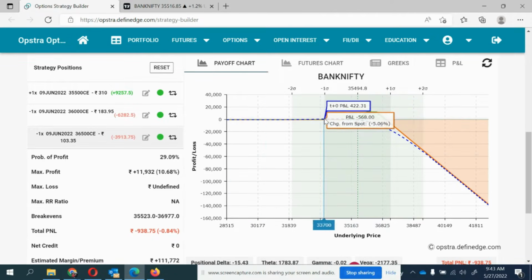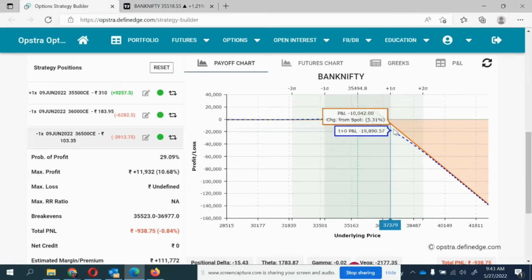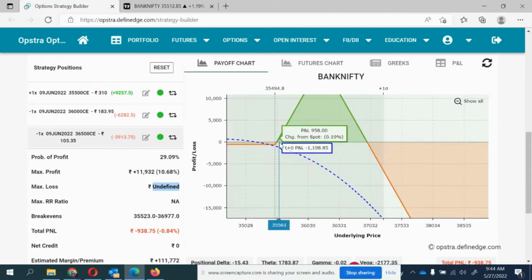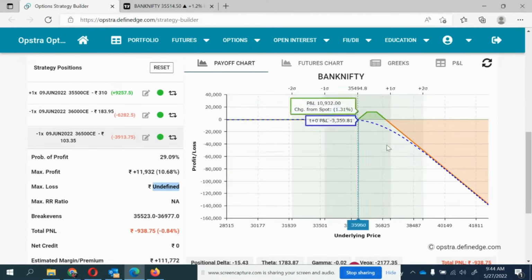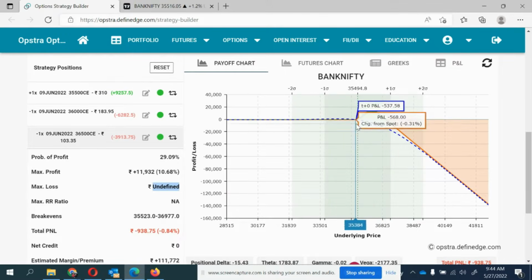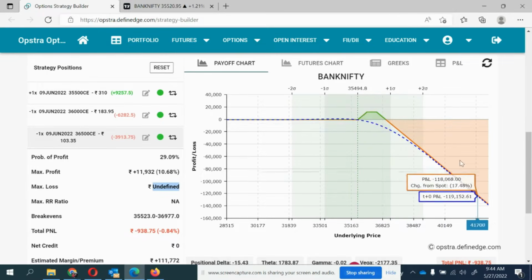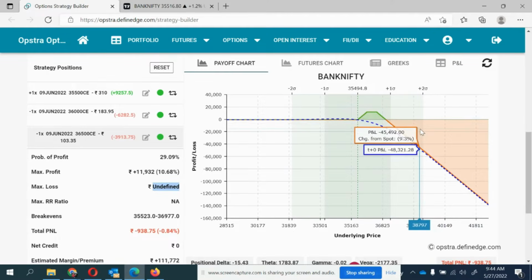On the downside I have only 500 rupees loss, and on the upside I'll have unlimited loss, but within a range, let me zoom it out, from this area till this area I'll have maximum profit. The threat of the ratio spread is that the market should not go with a quick momentum. If it goes with a quick momentum, then I'll end up in this maximum loss area. I've explained all the logic of the ratio spread in my playlist, so I'm not going to explain it again and again.